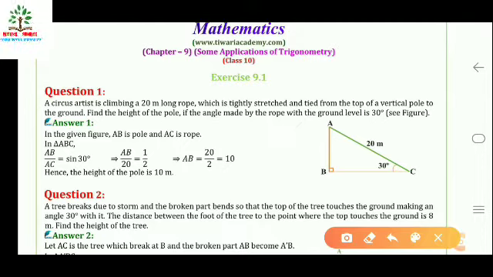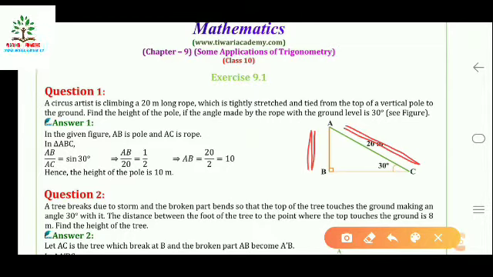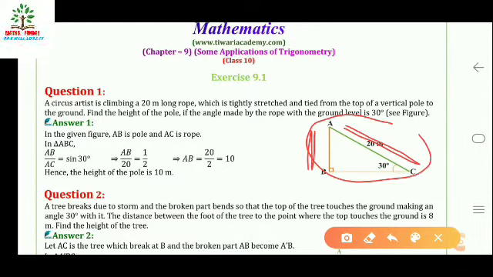So just see in the figure, it is given that AB is the pole and AC is the rope here. So in triangle ABC, we can see that it is a right angle triangle. We have to find the height of the pole, so we have to find AB. We know that AC is known and AB is unknown.